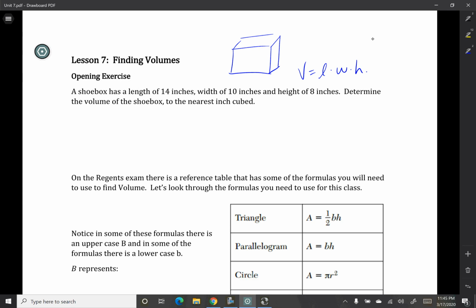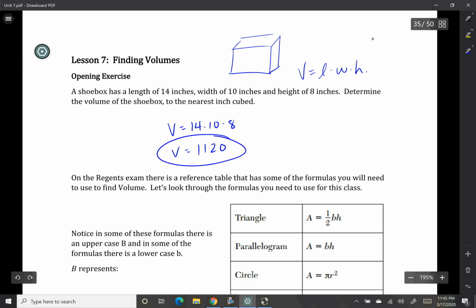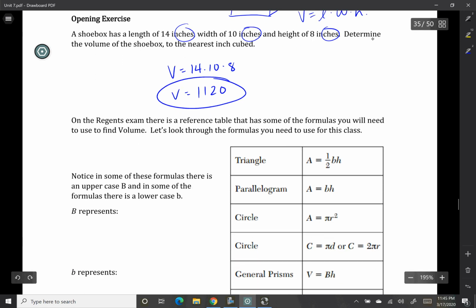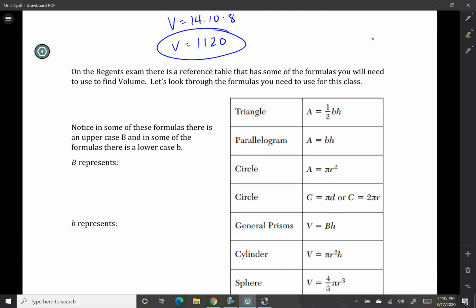So if you found this volume correctly, we have volume is equal to 14 times 10 times 8. So the volume of the shoebox is 1,120. Just make sure that the units are all the same. They are, so we don't have any conversion issues. So here's the deal for this year's course. We do have to be able to find volumes in some different shapes.